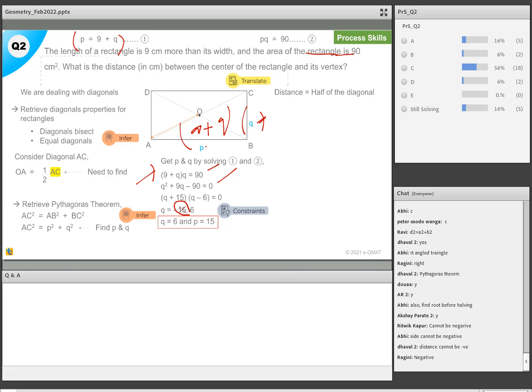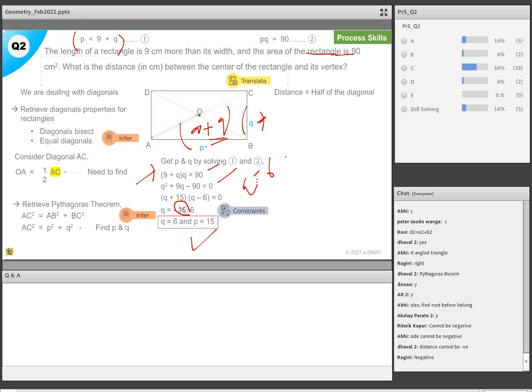It cannot be negative. Here, because it's geometry, it's referring to a side, you know it has to be positive. In another question which is not geometry, where it can be negative, don't forget that minus 15 is also a possibility. So you have to solve the quadratic equation. It gives you two answers. So you will get Q equal to 6. If you got Q equal to 6, what is P? Q plus 9. That's why P equal to 15.